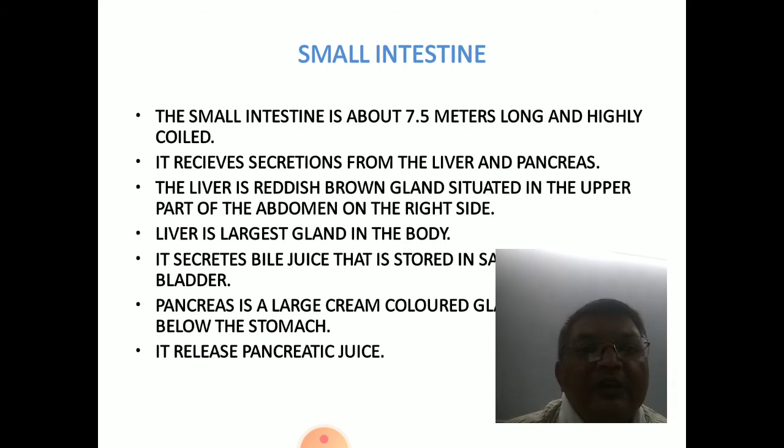Here the supporting glands of the small intestine are the pancreas and the liver. They produce some juices. The pancreas produces pancreatic juice and the liver produces bile juice. These juices mix with the food.